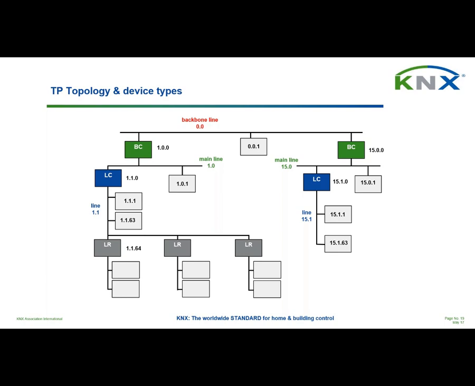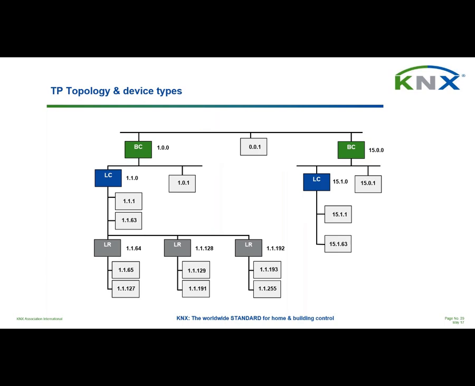Line repeaters, these are suggested individual addresses for line repeaters. It does not need to be like that, but it's more structural that way. You can also give the line repeater any other address, as long as the device address is not 0, and so on. I think this is clear.